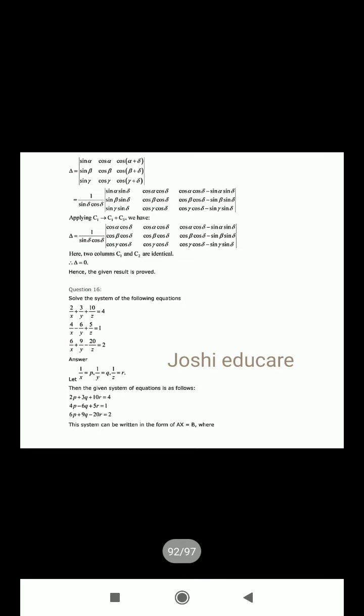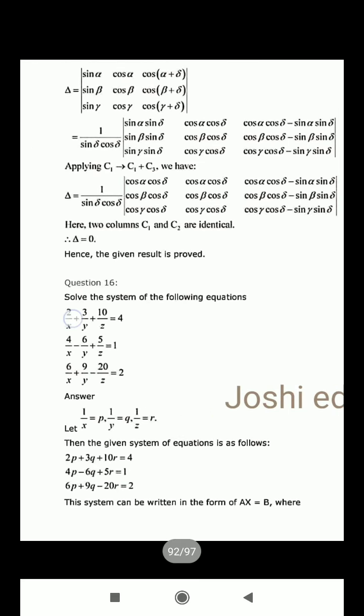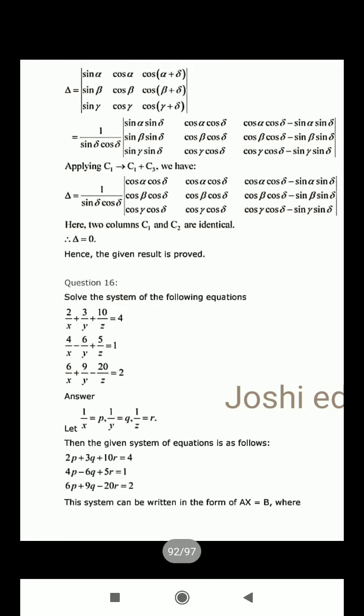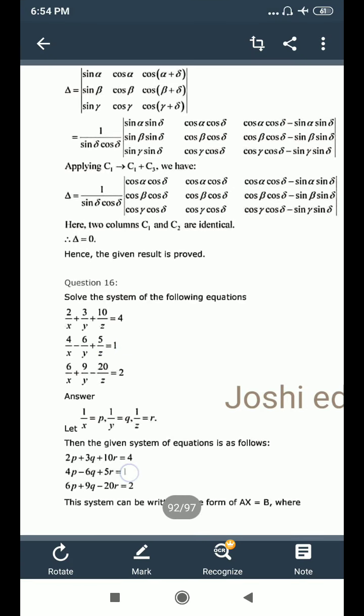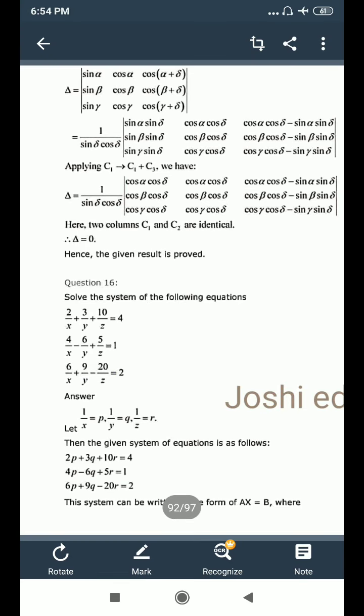If we replace them, this question becomes similar to our earlier questions. You replace 1 by x by p, so it will be 2p, it will be 3q plus 10r. 4p minus 6q plus 5r equal to 1 will be the second equation. 6p plus 9q minus 20r is equal to 2 is the third equation.